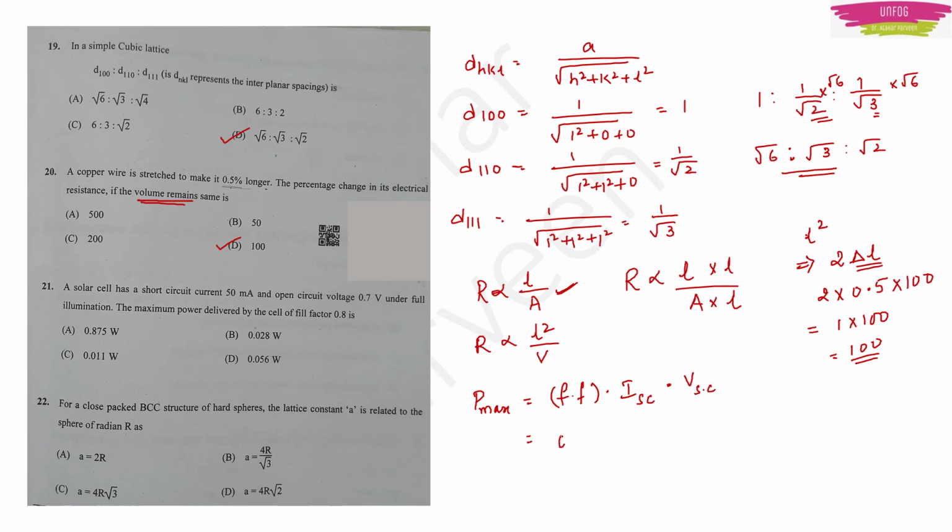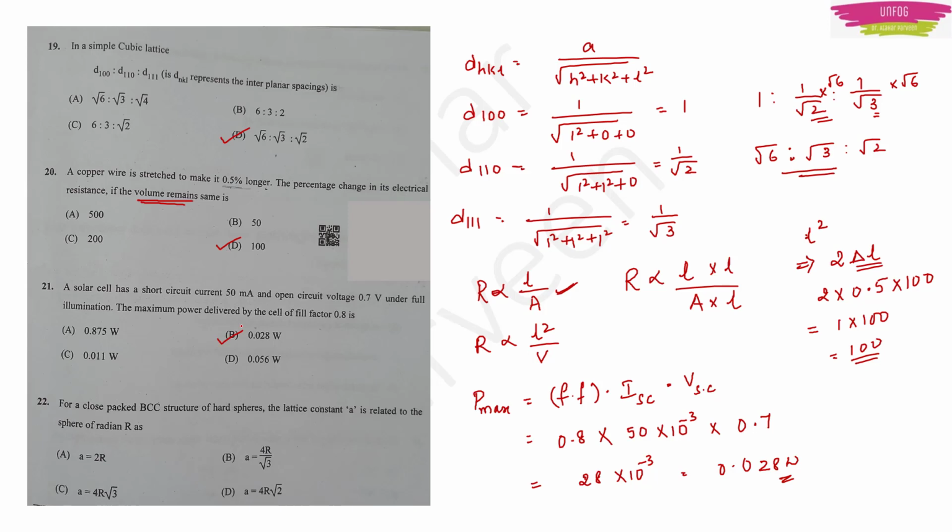So this fill factor is 0.8 into current is 50 milliamps. So minus 3 will come and voltage is 0.7. If you multiply 8 5s are 40, 4 7s are 28, it will be 28 into 10 raised to minus 3, or 0.028 watts. So option B is the right answer. Then moving on for question number 22.